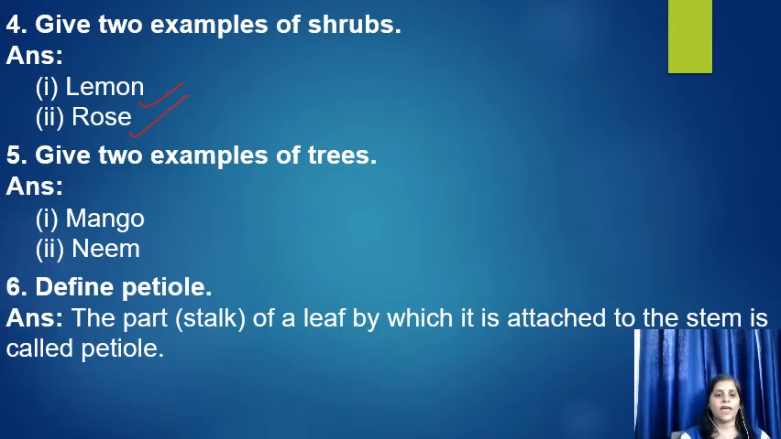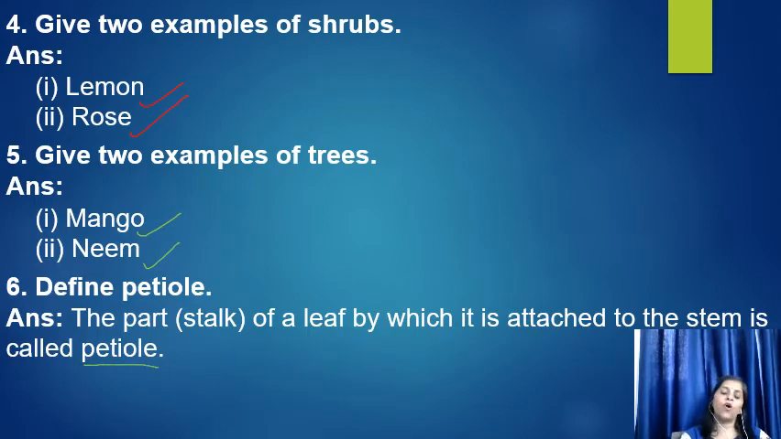Give two examples of trees. You have to write the examples of the trees. You can write any example. Here I have written mango and neem. Define petiole. If you have seen the structure of the leaf, the part of the leaf by which it is attached to the stem is known as petiole.